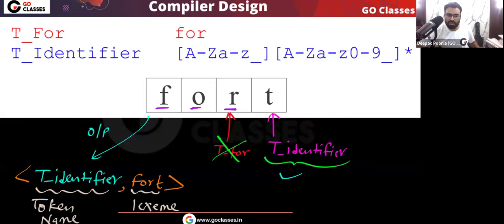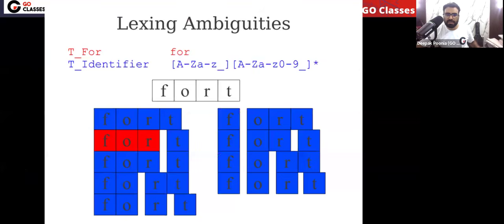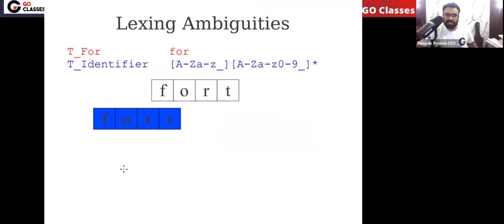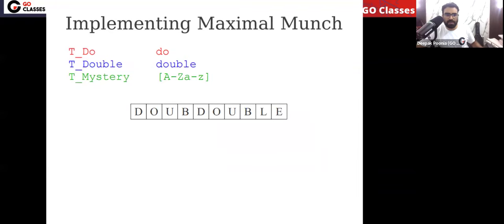Did you understand? So what we have seen is that when there are multiple ways to scan the input, which way should we choose? That is the challenge, and the solution for that challenge is longest match, or maximal munch. So for this character stream, the output will be the identifier token, and this entire FORT will be the lexeme. Very simple.